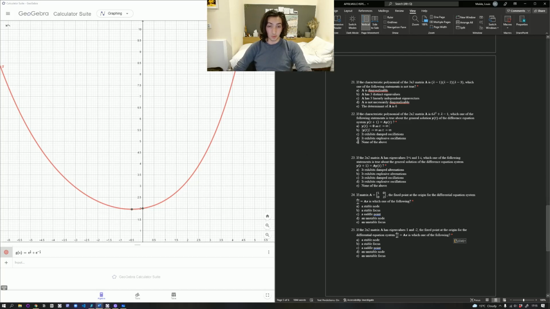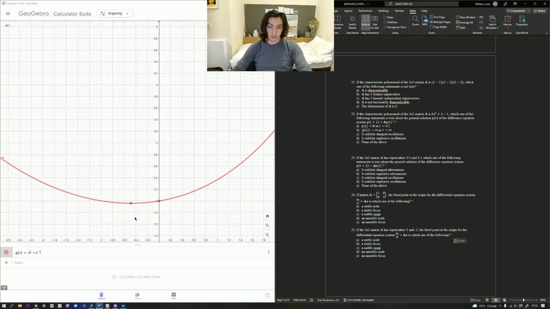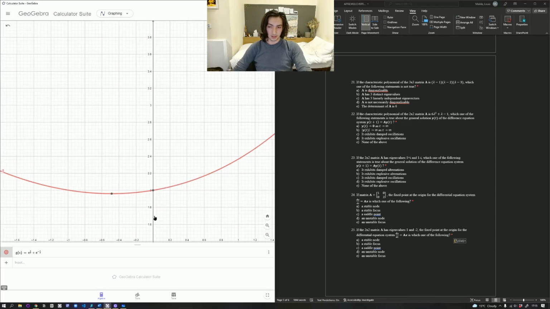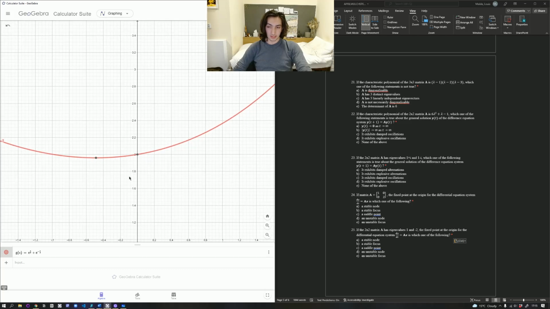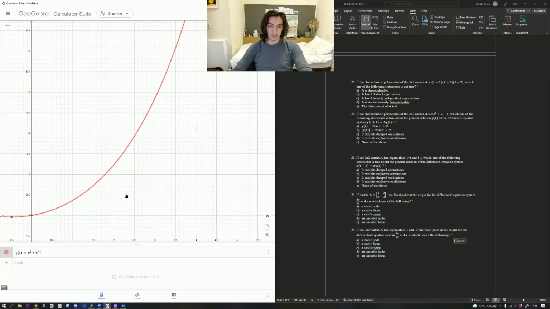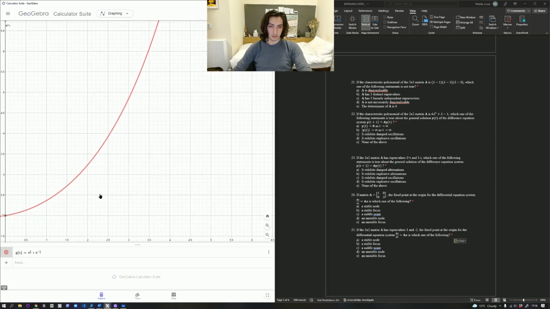B is false. Why? Because this little section here, it's slightly declining for this little section here, okay? So as t progresses, the magnitude of yt doesn't behave like that. As t progresses, it does dip. You see here? So it can dip as well. So B isn't possible, I don't think.